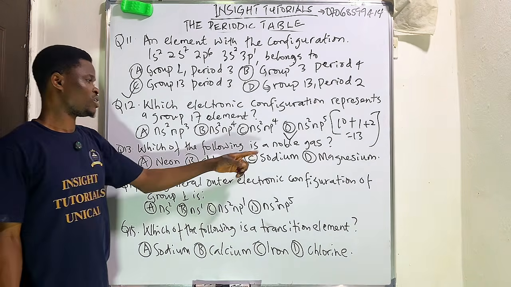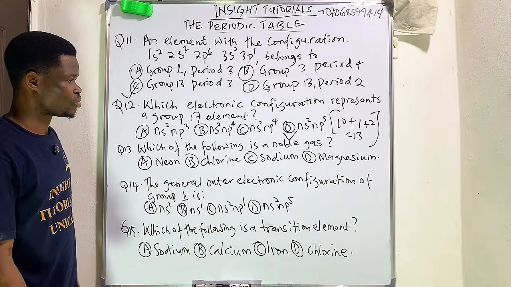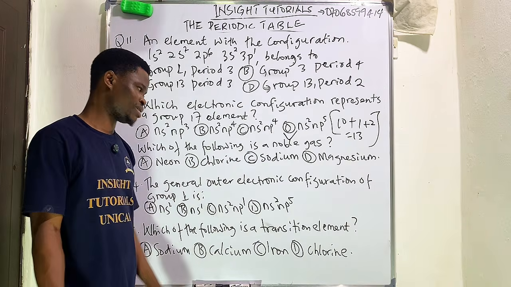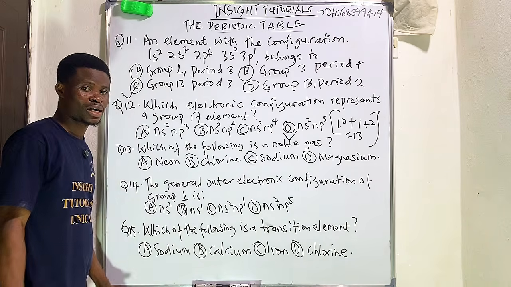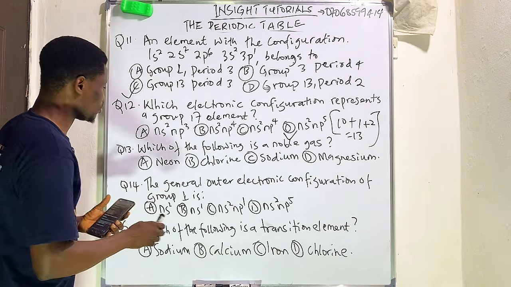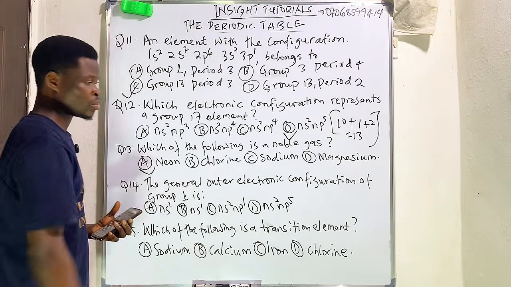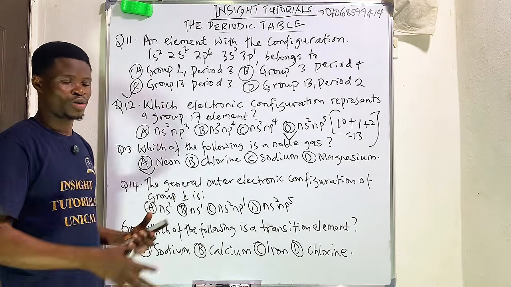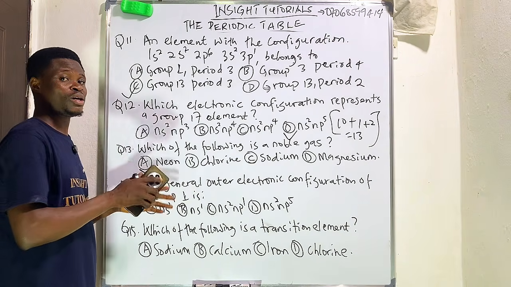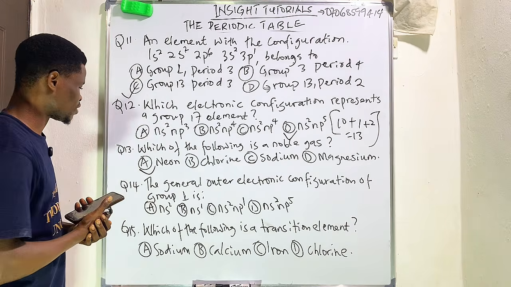Which of the following is a noble gas? A says neon, B chlorine, C sodium, D magnesium. We all know that magnesium is an alkaline earth metal. Sodium is an alkali metal. Chlorine here is a halogen. Neon is the only element here that is regarded as a noble gas. It's in the group with xenon, krypton, argon. In that category, they are all referred to as noble gases. They are the only group that have an octet electronic configuration in their stable state.